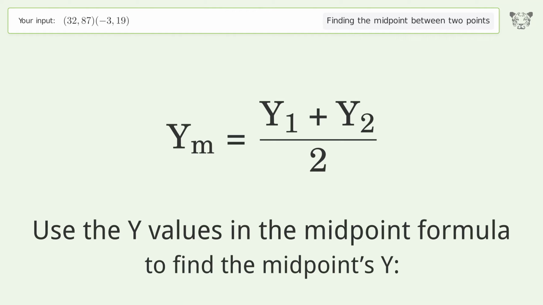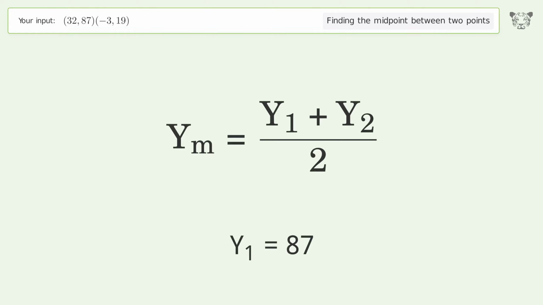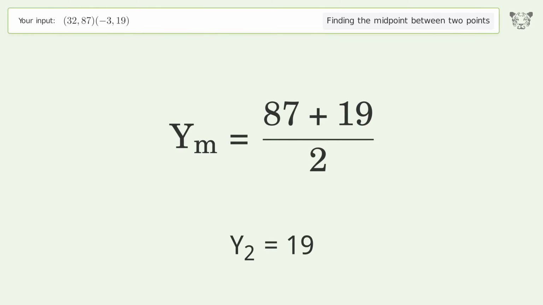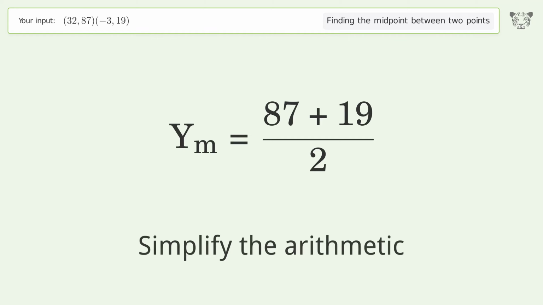Use the y values in the midpoint formula to find the midpoint's y. y1 equals 87. y2 equals 19. Simplify the arithmetic.